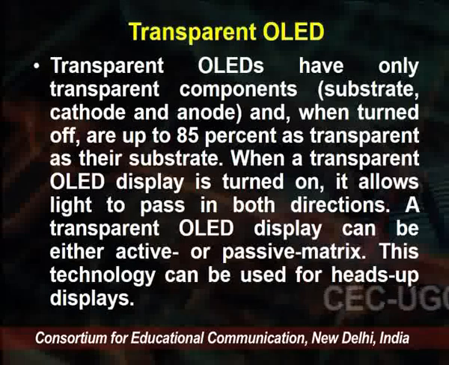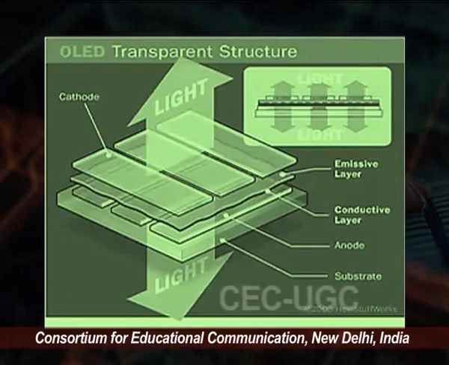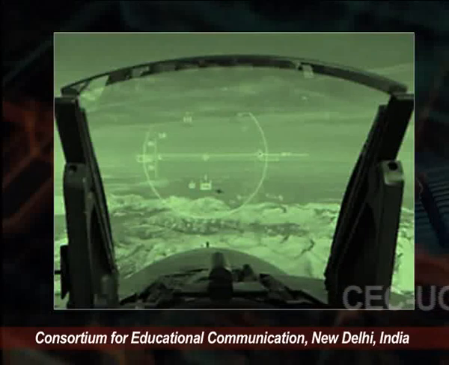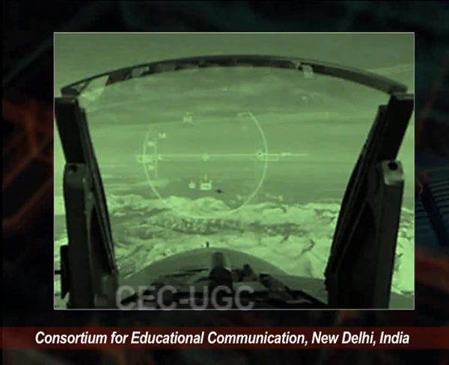As you see on the screen, this is the transparent structure, where we have all the anode, cathode and combination layer. And here the light can be formed on both sides. This is a live example of the OLED. This is the transparent OLED.